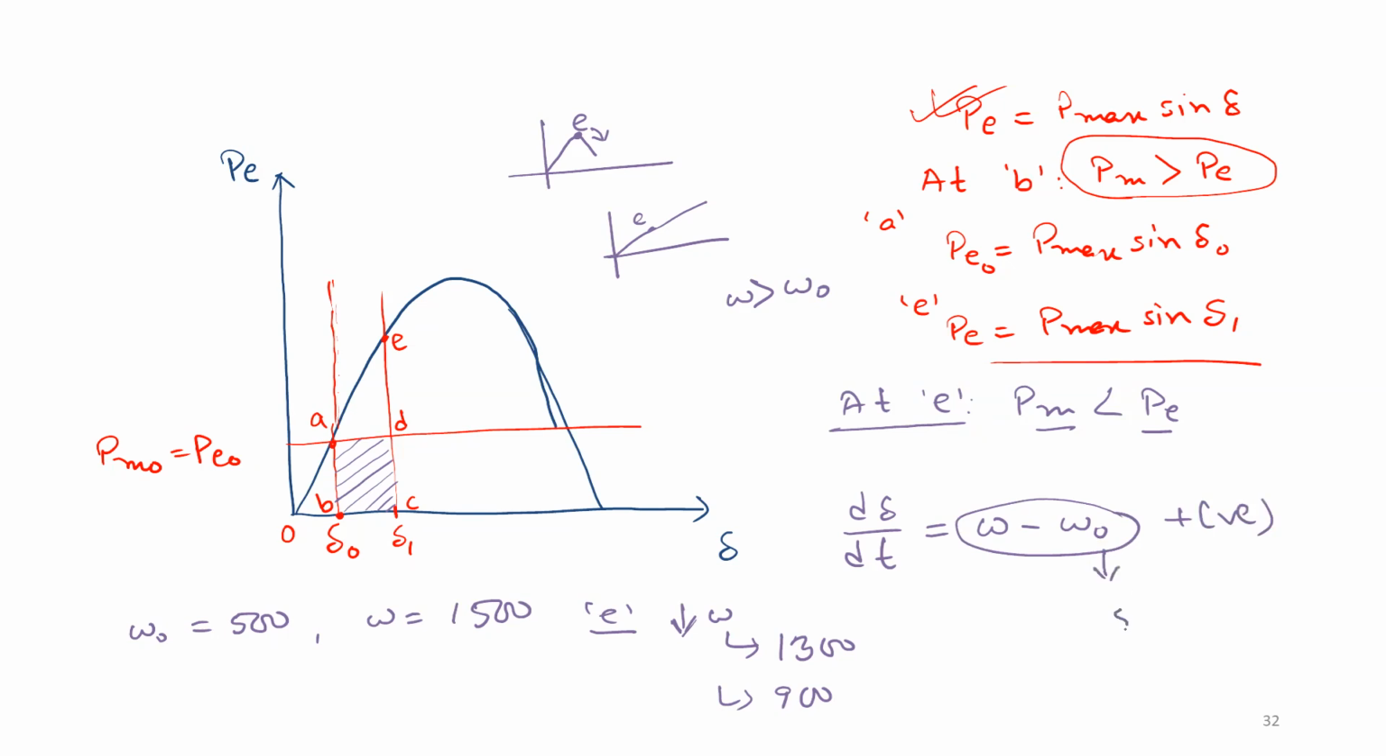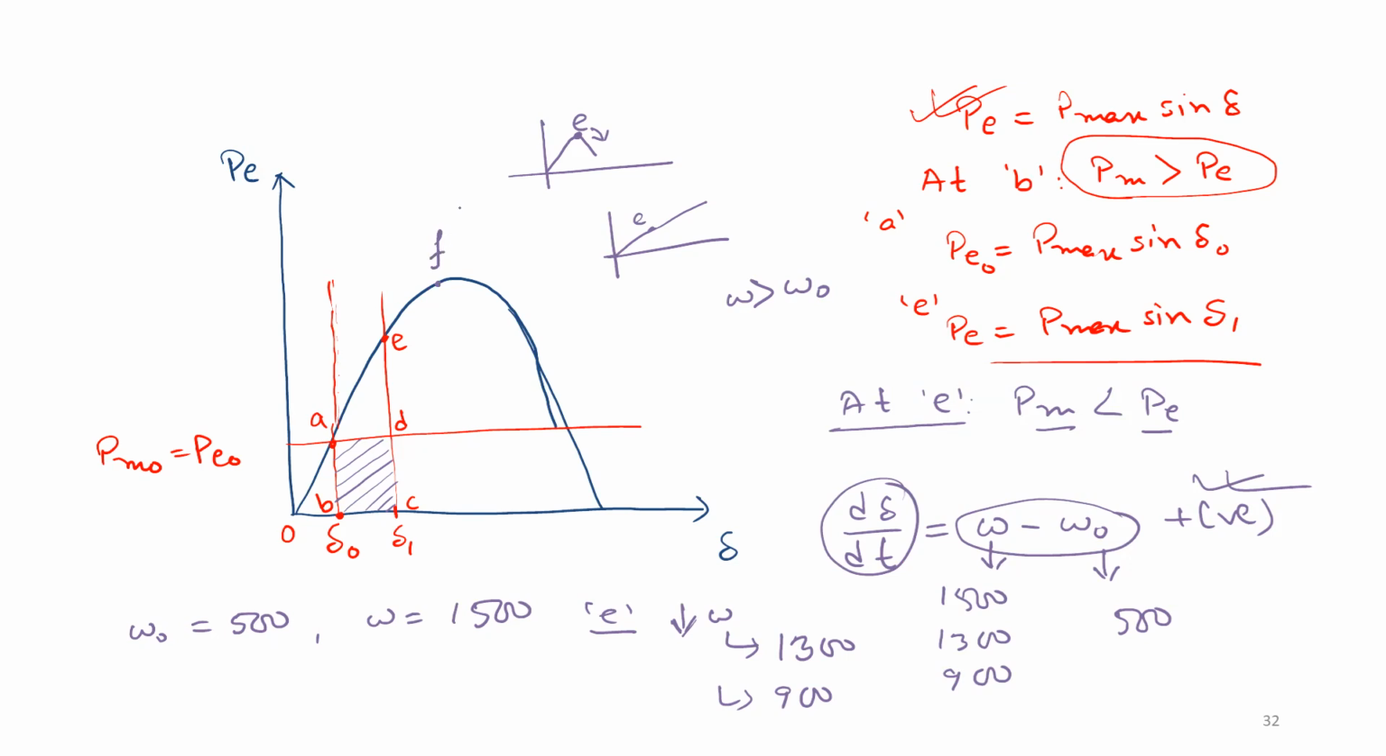Because your omega naught is fixed at 500, your omega from 1500 will now start decreasing. So it will slowly become, say, 1300, then 900, but it will keep on decreasing. So that means this relationship will still give you a positive output. As such, your delta will increase. So if delta increases from point E, you will go to, say, some point F.